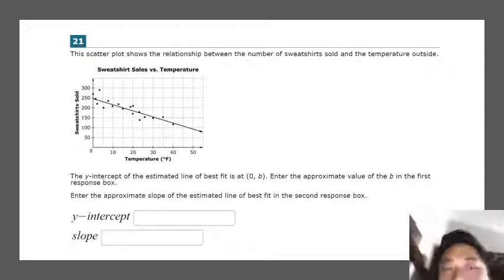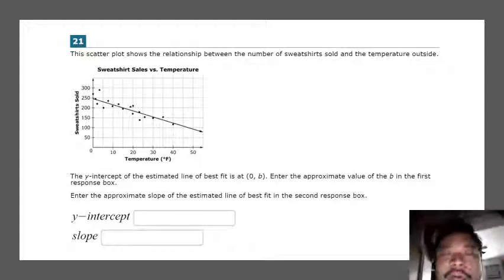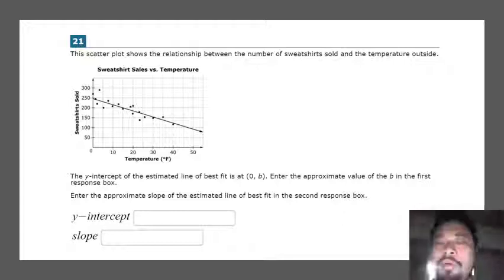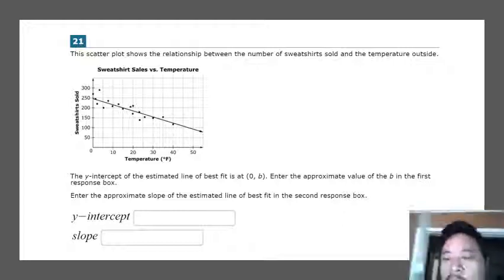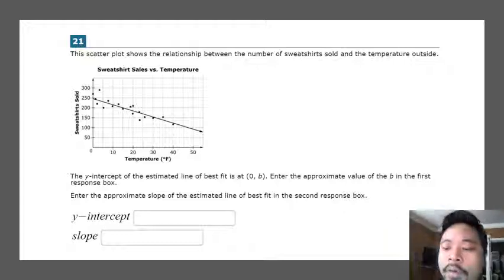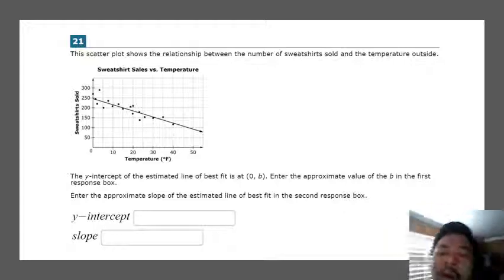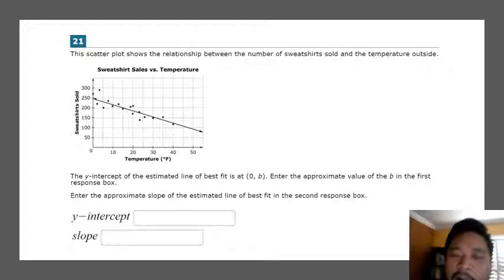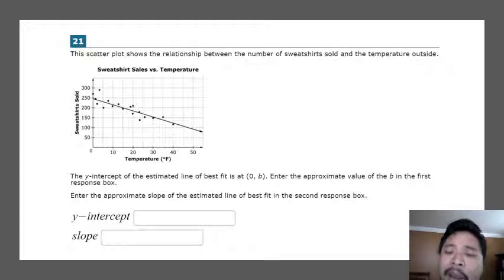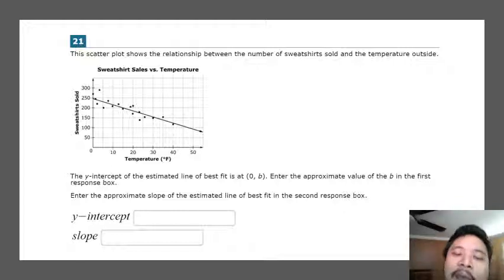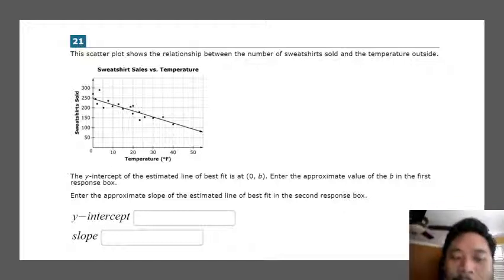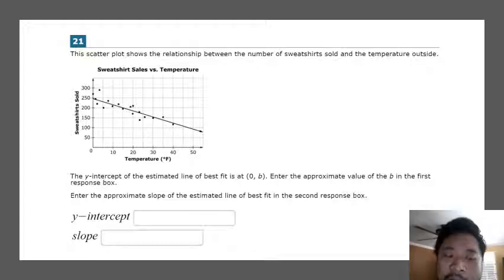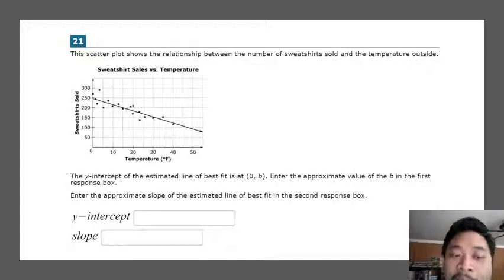All right, so number 21, the scatter plot shows the relationship between the number of sweatshirts sold and the temperature outside. Now here is where we need to just uncover what we've already done in terms of lines for this problem. It says the y-intercept of the estimated line of best fit is at (0, b), enter in the approximate value of b, and so on. So all we're looking for is two things: the y-intercept and the slope of that line in this graph.